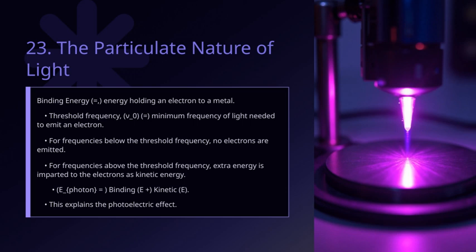However, if the frequency of the light is below this threshold frequency, no electrons are emitted at all because the photon doesn't carry enough energy to free the electron from the metal. The threshold frequency, nu-zero, is basically the minimum frequency of light needed to eject an electron, and the binding energy is the energy required to hold that electron tightly to the metal. This concept is fundamental because it shows that light behaves as particles, or quanta, with specific energies, rather than just a continuous wave. It's a crucial step in understanding the particle nature of light and how energy is transferred at the quantum level.